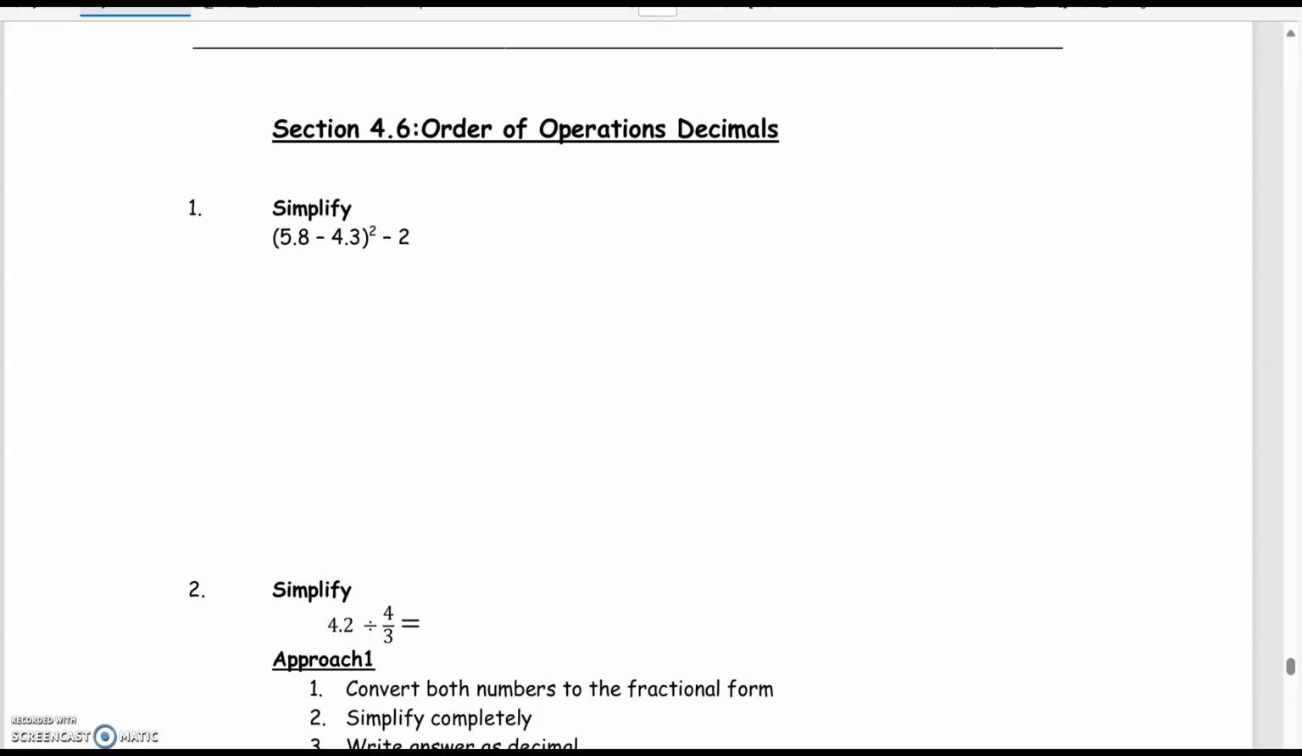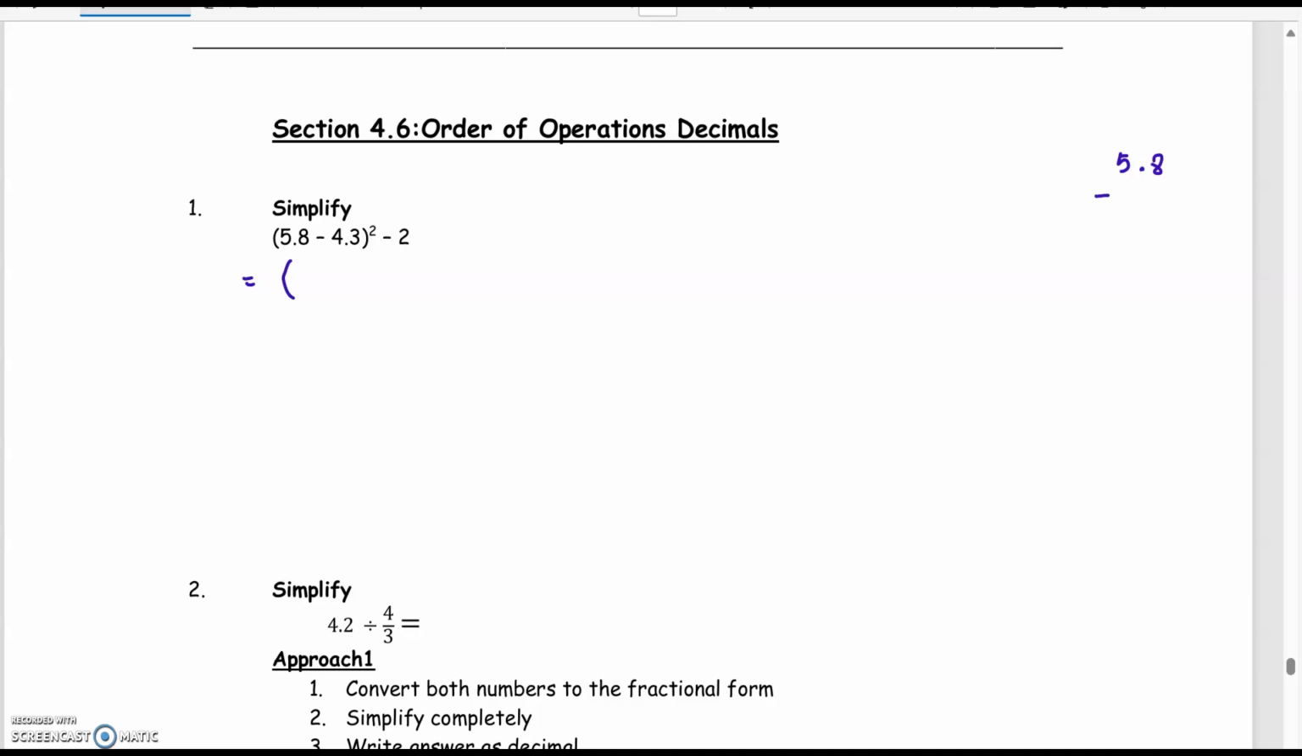So here we'll use order of operations to do simple problems with decimal numbers and fractions in it. So we have in parentheses 5.8 minus 4.3, the whole squared, minus 2. So always parentheses first.